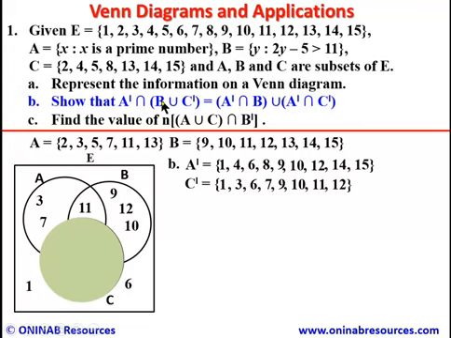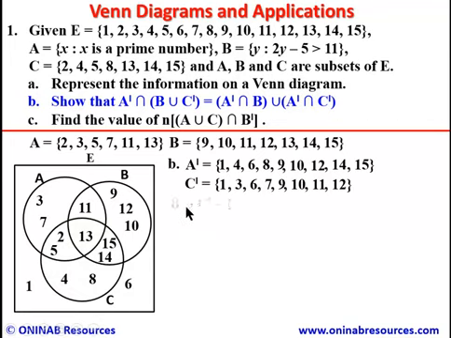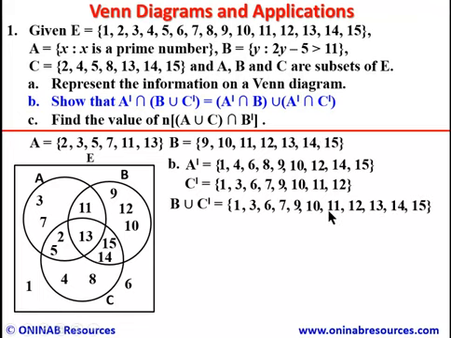So we now look for B union C prime. That is bringing B and C prime together without any repetition of elements. So B union C prime. We have B here, C prime. So there we have 1, 2, 6, 7, 9, 10, 11, 12, then 13, 14, and 15. So we've gotten our B union C prime.